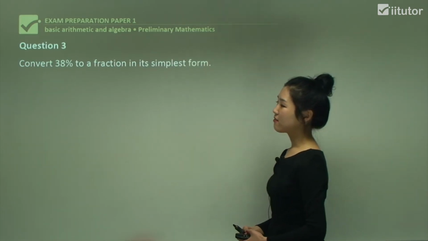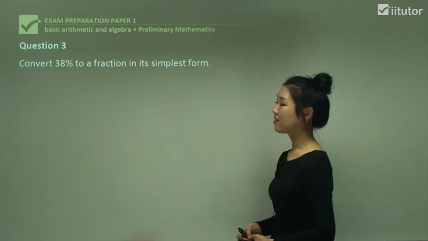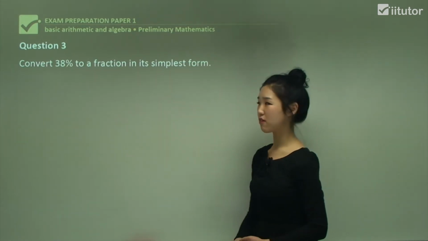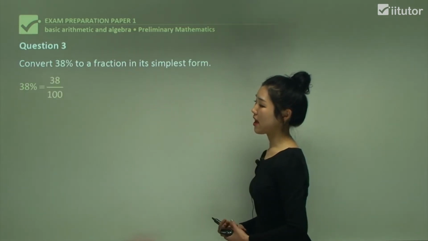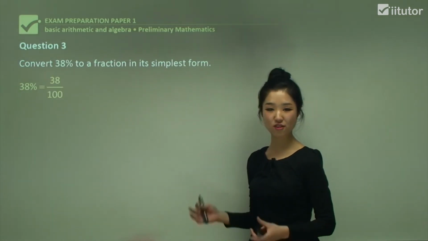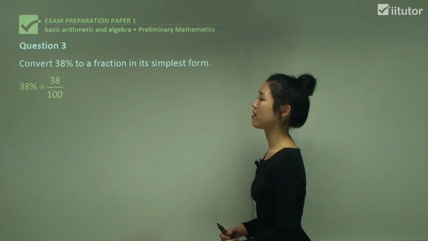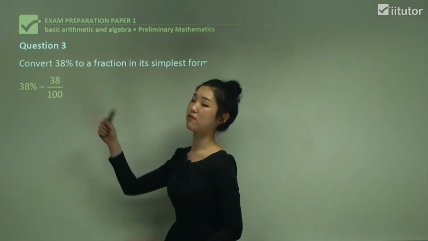Question 3. Convert 38% to a fraction in its simplest form. Okay, very simple question. So 38% is 38 over 100. Okay, so you should all know this. 38% is 38 over 100. Percentage means it goes over 100.